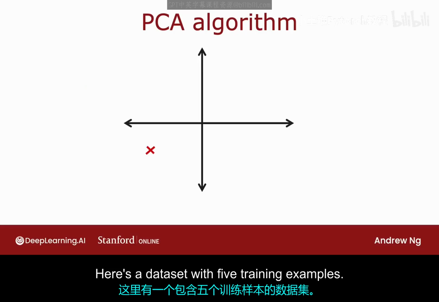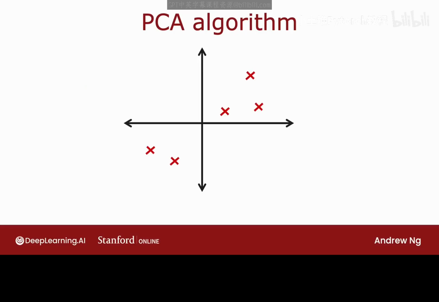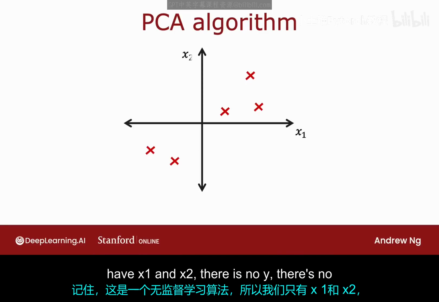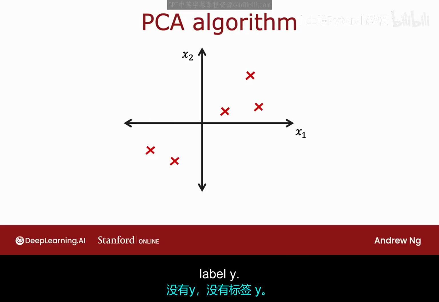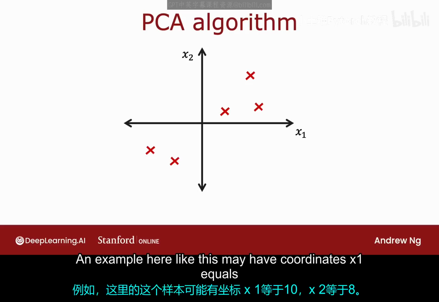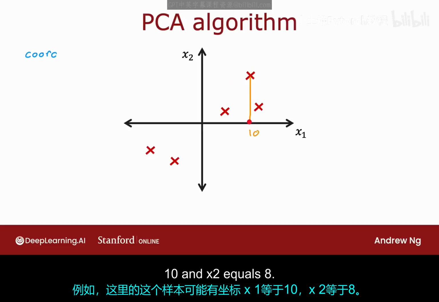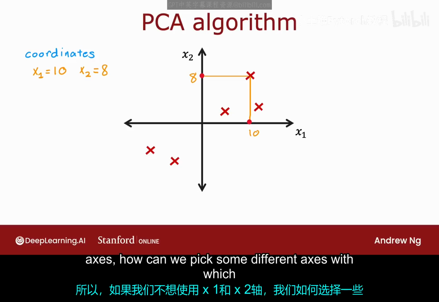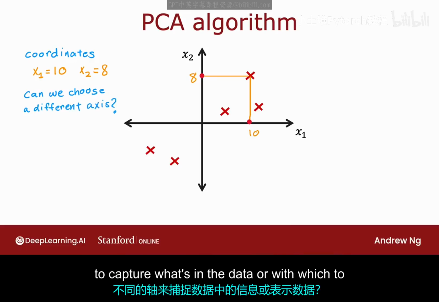Here's a dataset with 5 training examples. Remember, this is an unsupervised learning algorithm, so we just have x1 and x2. There's no label y. An example here like this may have coordinates x1 equals 10 and x2 equals 8. So if we don't want to use the x1, x2 axes, how can we pick some different axes with which to capture what's in the data or with which to represent the data?